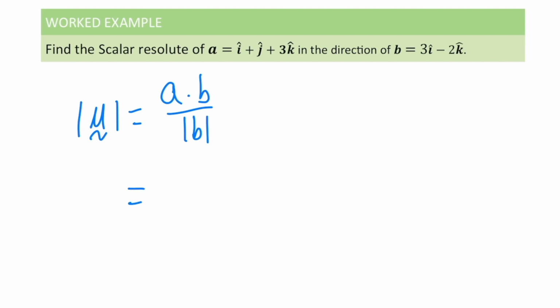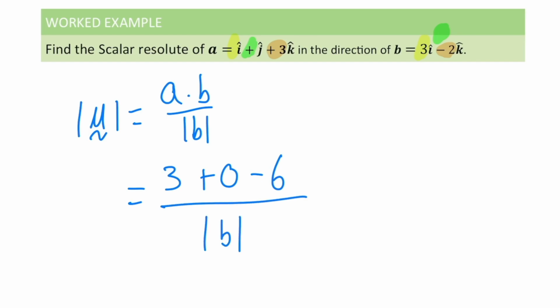That is going to be simply equal to my coefficient of i multiplied by my coefficient of i. That is going to be equal to 3, plus I have my coefficient of j here, multiplied by my coefficient of j. And again, I have no j component, so it's going to be 1 multiplied by 0. That just gives 0. Plus my final term, which is going to be the coefficient of my k. That's going to be 3, multiplied by my coefficient of k in part b. Well, 3 times negative 2 gives negative 6. Let's just erase this and make this a minus. That is negative 6. All divided by the magnitude of b.